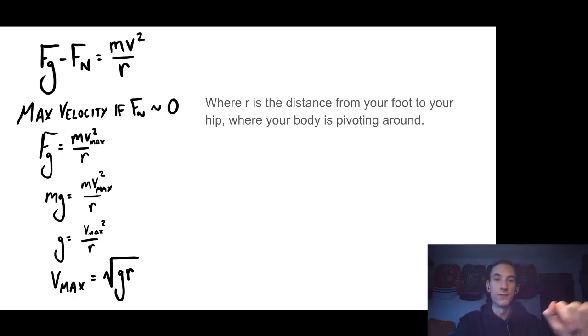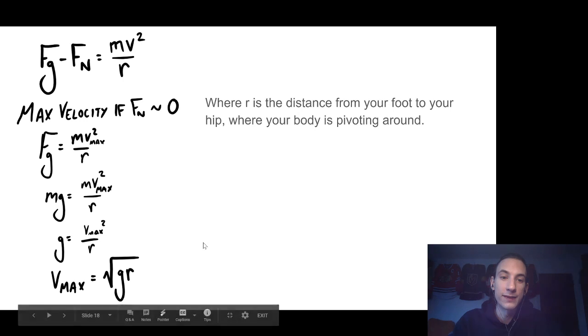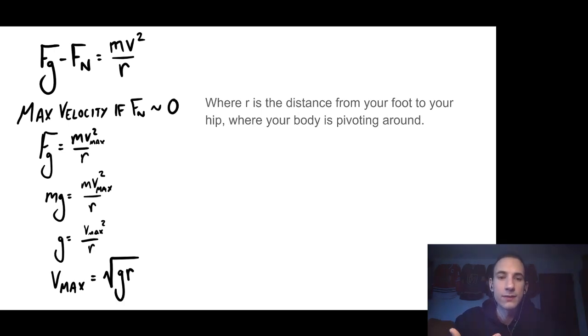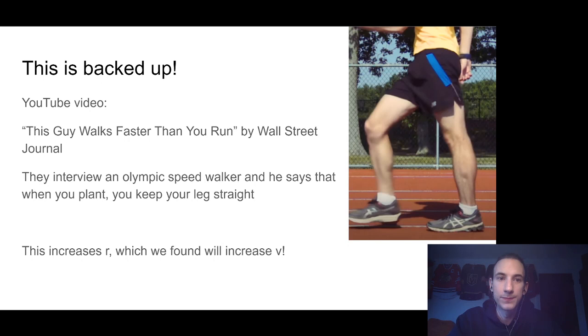So that's kind of interesting. If we picture this situation where we're barely touching the ground, we'll barely have a reaction force, so we'll barely have a normal force, which means we can figure out our maximum velocity by just taking the square root of g times r. And that brings up an interesting point: doesn't this mean that if your leg is really long, you'd be a really fast walker?